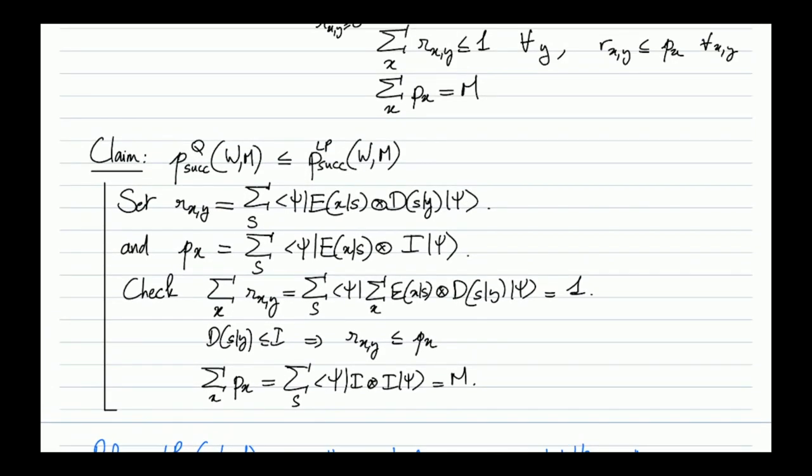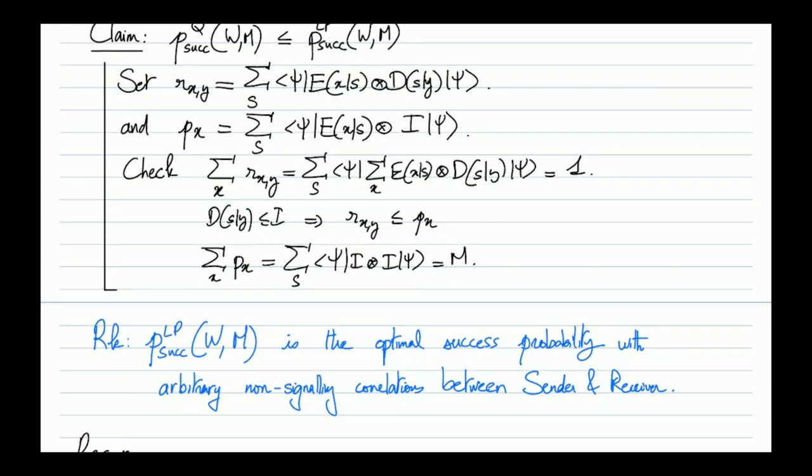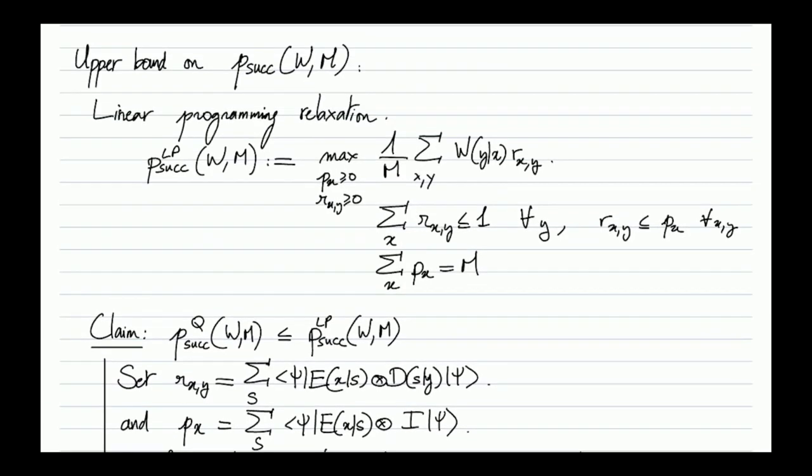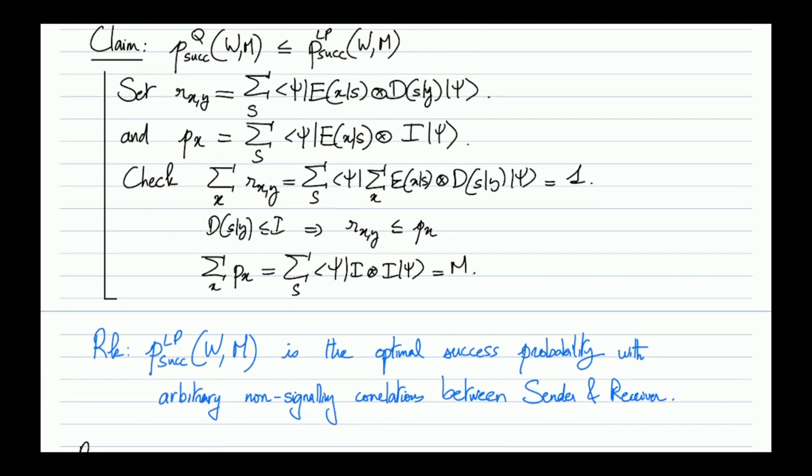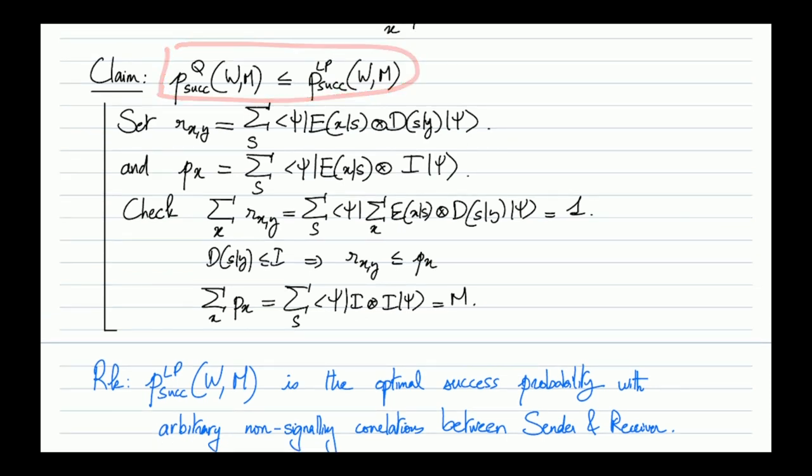Just a remark here, for those of you who know about non-signaling correlations: these are a superset of quantum correlations, where you just put the non-signaling constraints between the sender and the receiver, between the two sides. These are linear constraints, and it happens that this LP corresponds exactly to the maximum success probability you can achieve with non-signaling correlations between the sender and the receiver. Of course, from this observation and the fact that quantum theory with measurements is non-signaling, you also have this inequality.